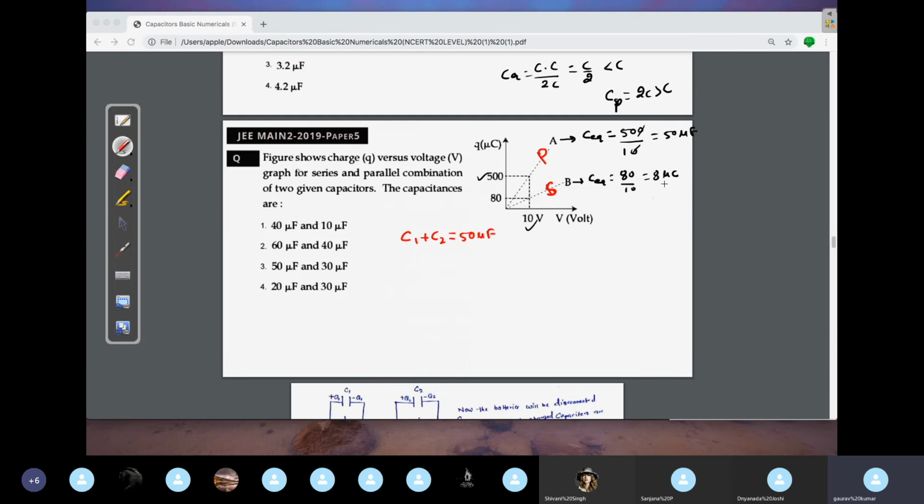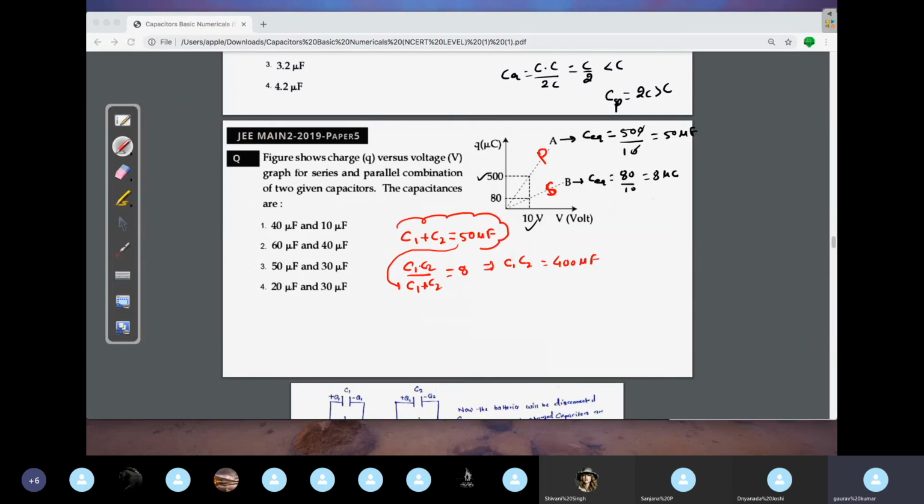And then second is what? So here you will have C1 into C2 by C1 plus C2. This is given as 8. So C1 plus C2 you can put from here. So you will get C1 into C2 equals, if you put here this 50, 400 microfarad, right? So you have to solve this.